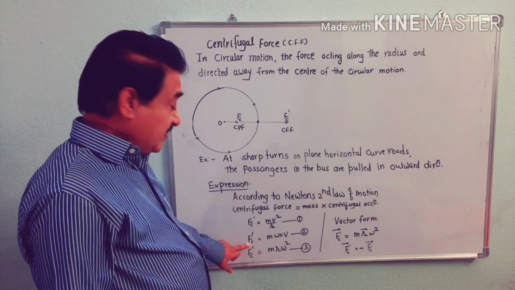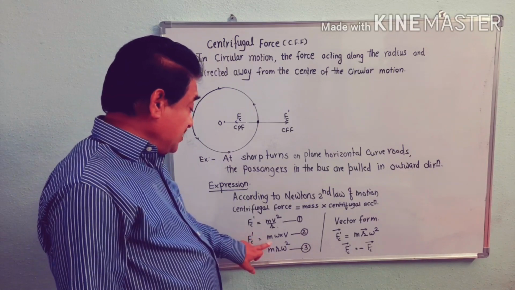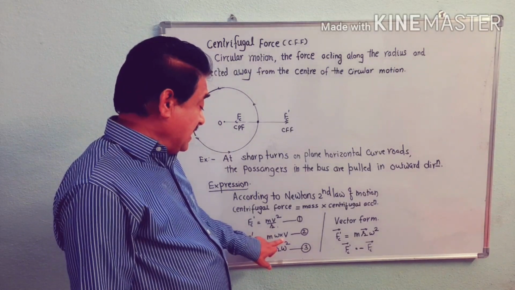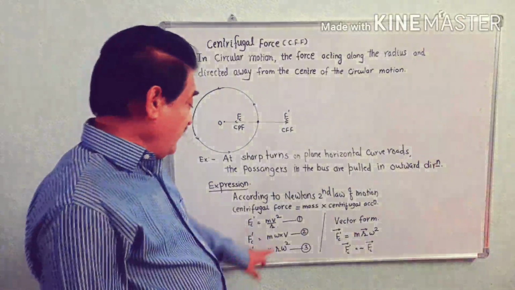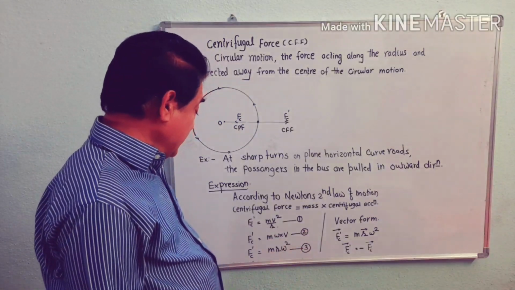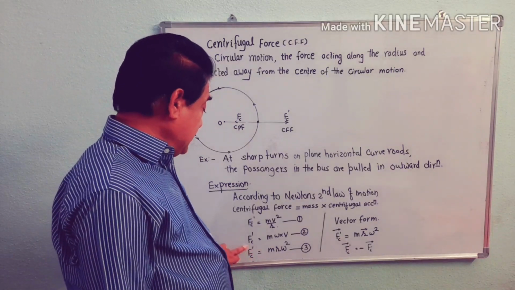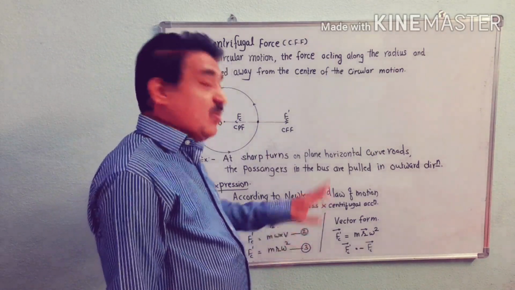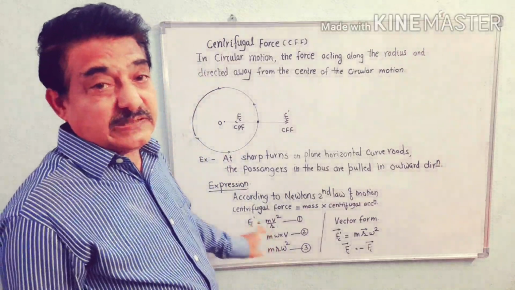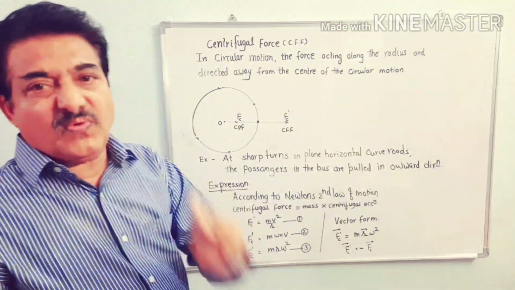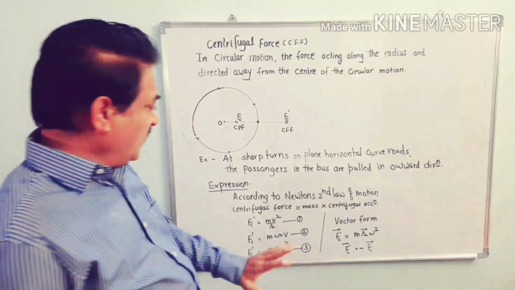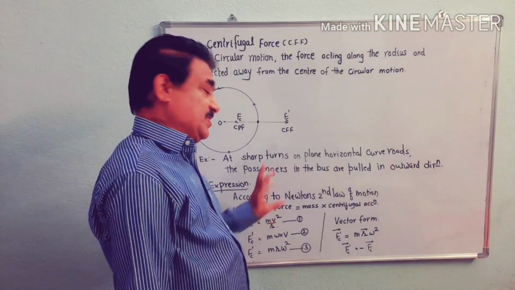The second form of the equation: Fc dash is equal to m omega into v. Omega is angular velocity and v is the linear velocity of the particle. And Fc dash is equal to m r omega square. So these are the three different forms of the centrifugal force.